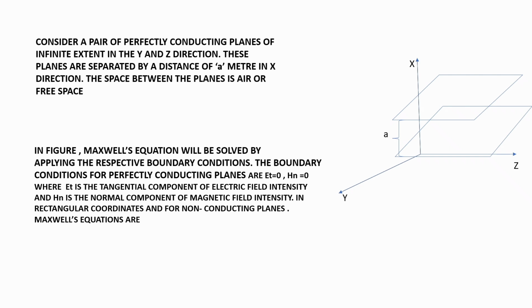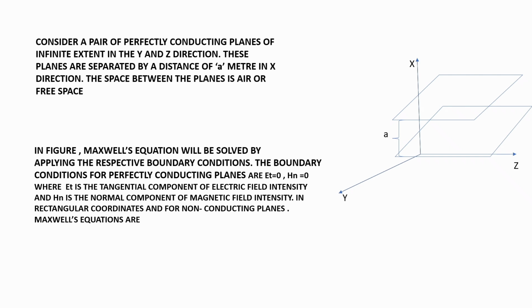Now to solve this, we have to consider the boundary conditions for perfectly conducting planes: Et equal to 0 and Hn equal to 0, where Et is the electric field intensity's tangential component and Hn is the normal component of the magnetic field intensity. Now we are using Maxwell's equations in the dynamic field.